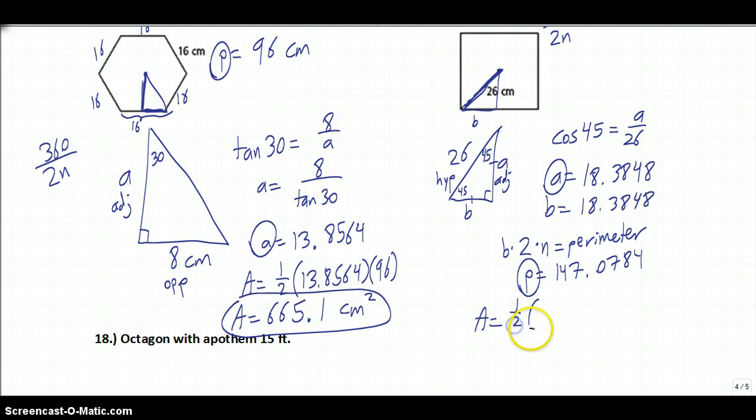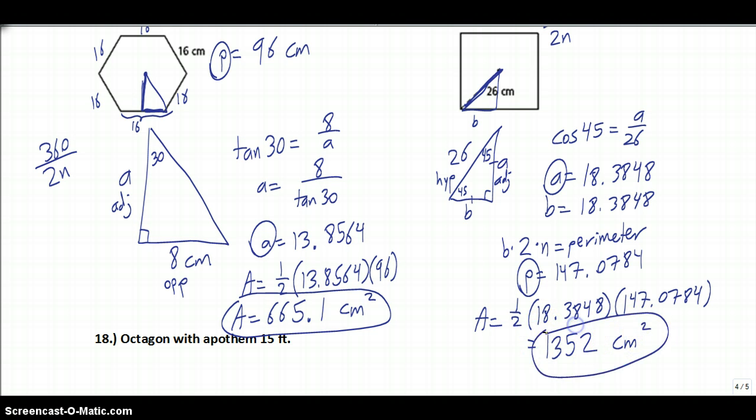Area equals 1/2 the perimeter times the apothem. So let's see what that multiplies to. Times 18.3848. If you're wondering what I'm doing, I am plugging in my calculator as we're working. It comes out to be 1352.0034, so you try to round to the nearest tenth, and there's really not much to round, so there it is, 1352 square centimeters.